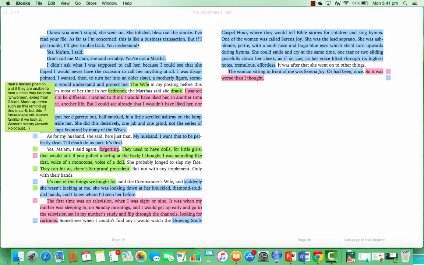Made-up terms such as this remind us that this is sci-fi, but this futurescape still sounds familiar if we look at Western history, such as the Jewish Holocaust. Look at the language, the persecution, the treatment of groups, the ostracism, and the deaths.